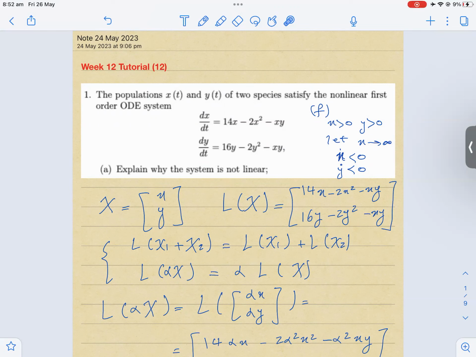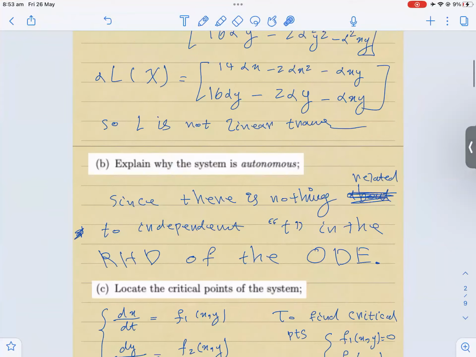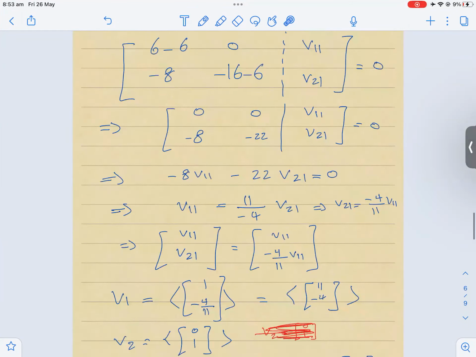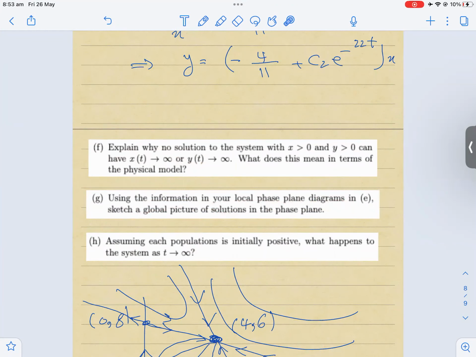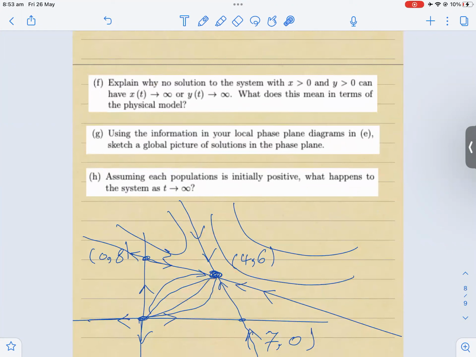All right. The same thing happens if you assume y goes to infinity. So between x and y, in these equations, there is symmetry. So again x prime and y prime will be less than 0. All right. Part F, using the information in your local phase plane diagram in E, sketch a global picture. Which we did. So this is part G, probably.